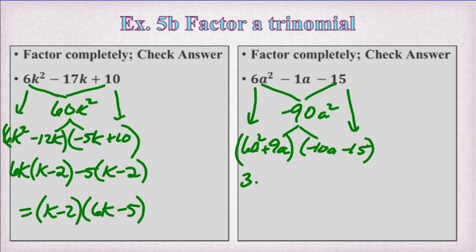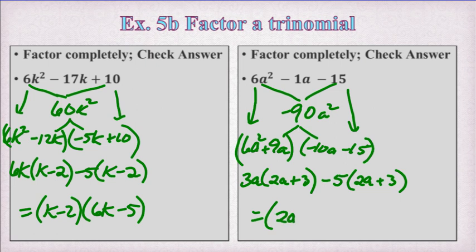Factor out a 3a here. That leaves me with 2a plus 3. On this side, I can take out a negative 5. That leaves me with 2a plus 3. So my answer, I end up with 2a plus 3 times 3a minus 5. That is our lesson today on factoring polynomials by grouping.